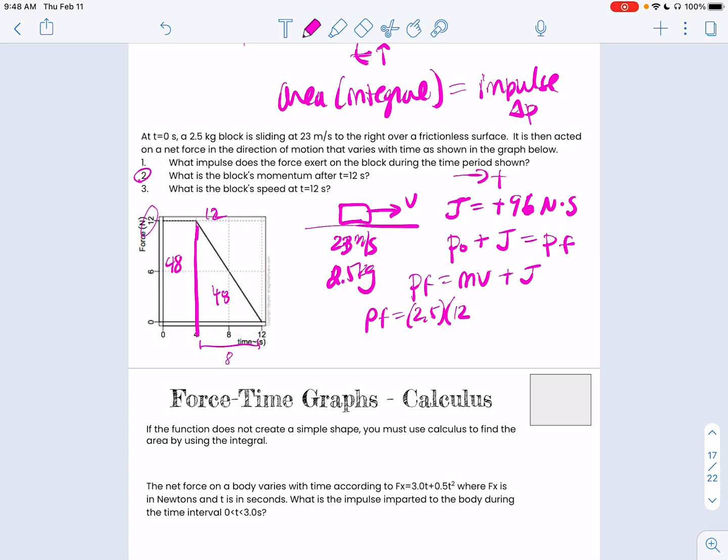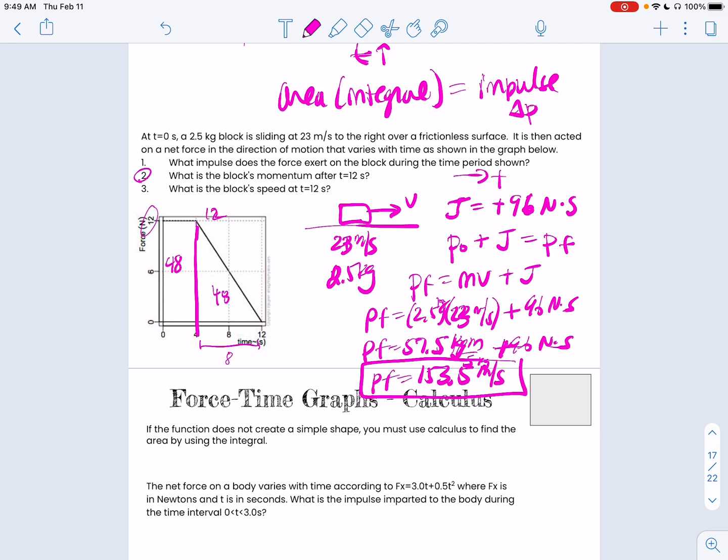2.5 times its initial speed, 23 meters per second, plus 96 newton seconds. 2.5 times 23 is going to be 57.5 kilogram meters per second, plus 96 newton seconds. Remember those are equivalent units. Plus 96 is 153.5 kilogram meters per second. That's the final momentum.